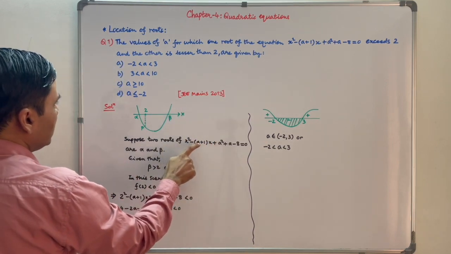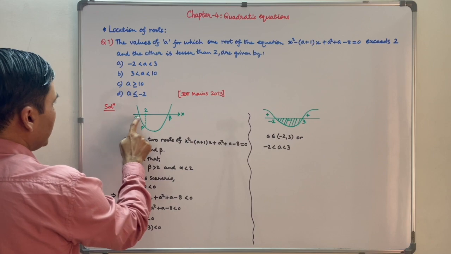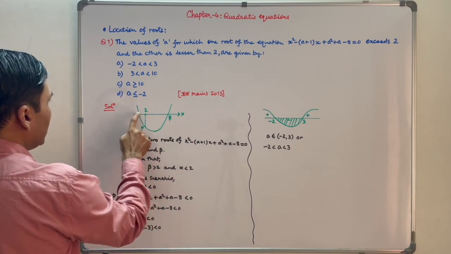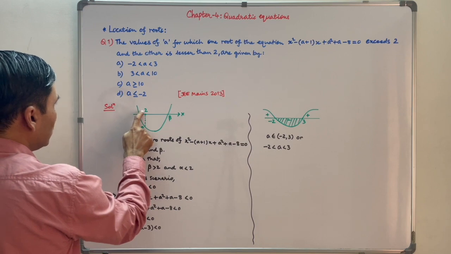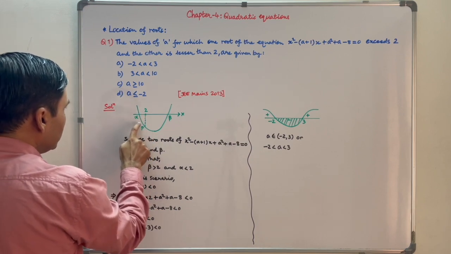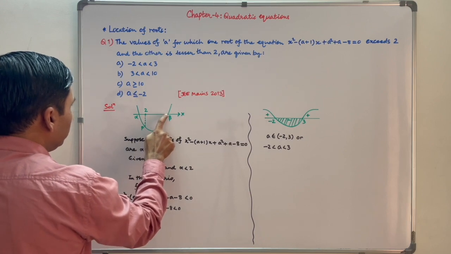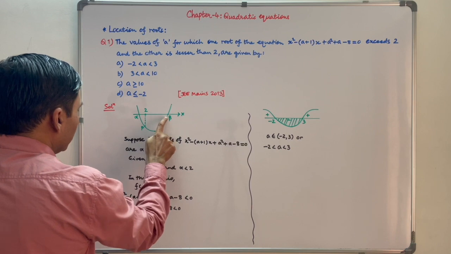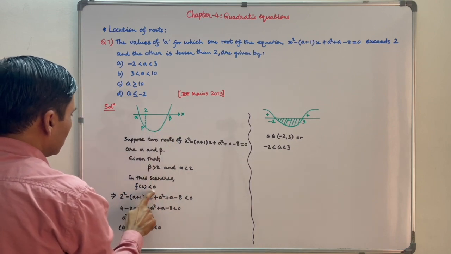Suppose 2 roots of the given quadratic equation are alpha and beta. It is given that one root is more than 2 and the other root is less than 2. f(2) will be represented by a point P on this curve between alpha and beta. So quite clearly f(2) will be negative. So f(2) is less than 0.